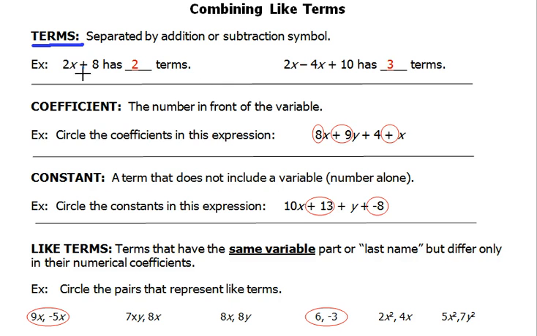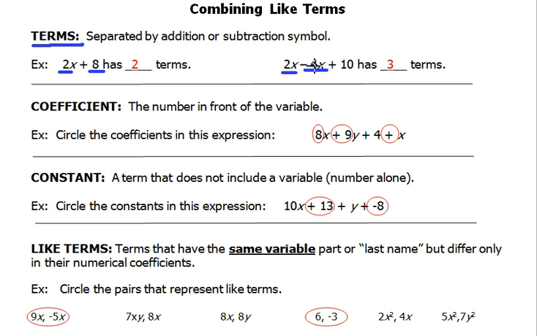So in other words, here's an addition symbol. On each side of it is a term. There's one term here and another here. So there are two terms in this expression. The next example has a 2x, a negative 4x. Notice how I said that.